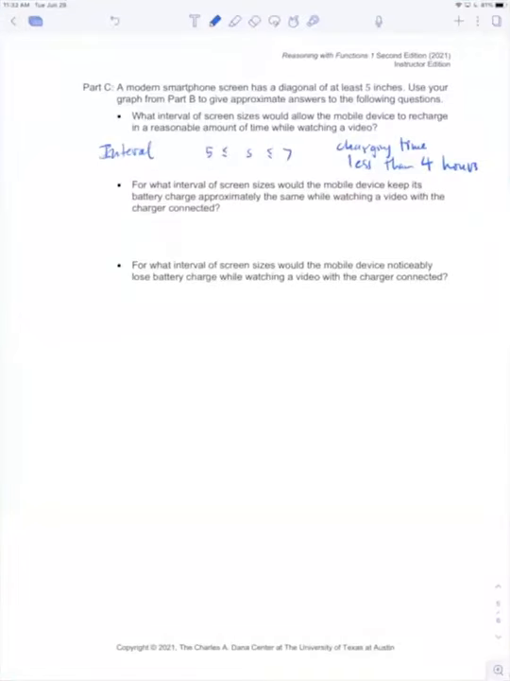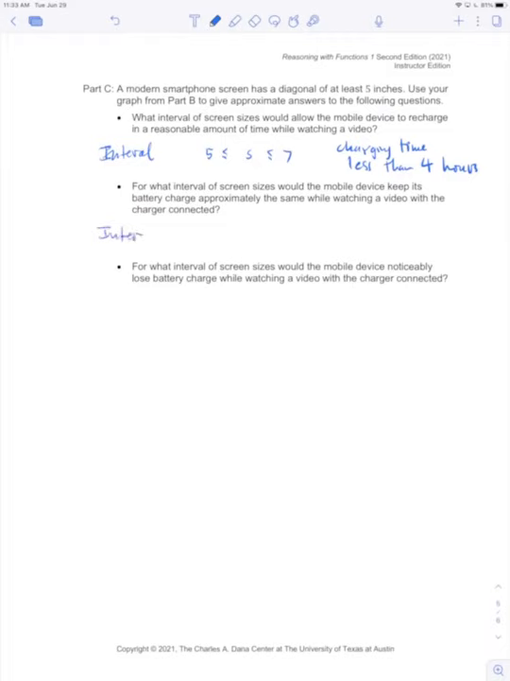Next, it says for what interval of screen sizes would the mobile device keep its battery charge approximately the same while watching a video with the charger connected? When we're fairly close to the asymptote, we could say maybe 9.5 to 10.5 inches.